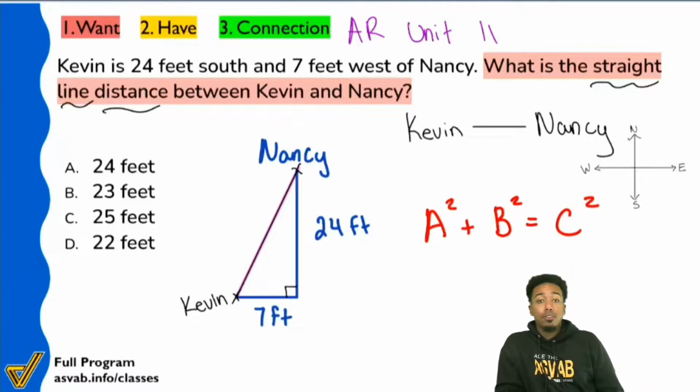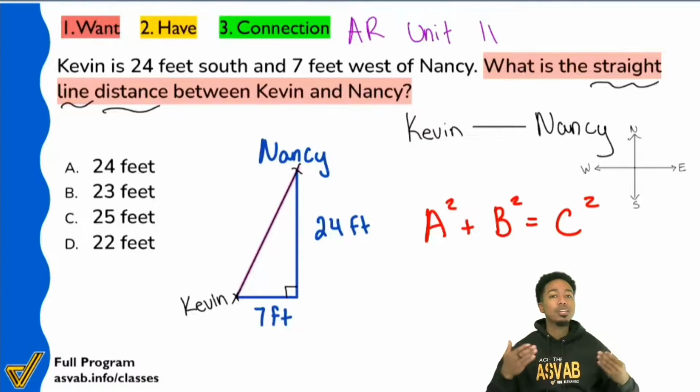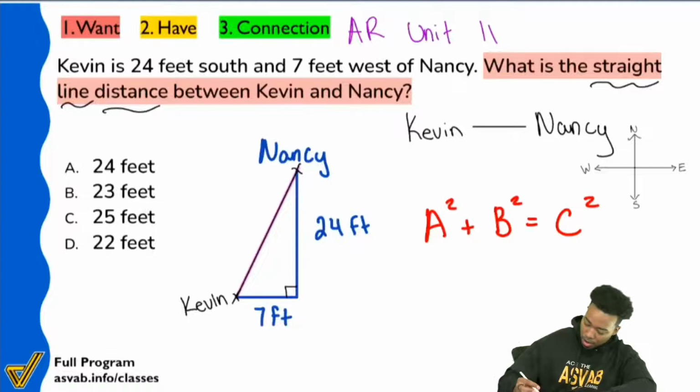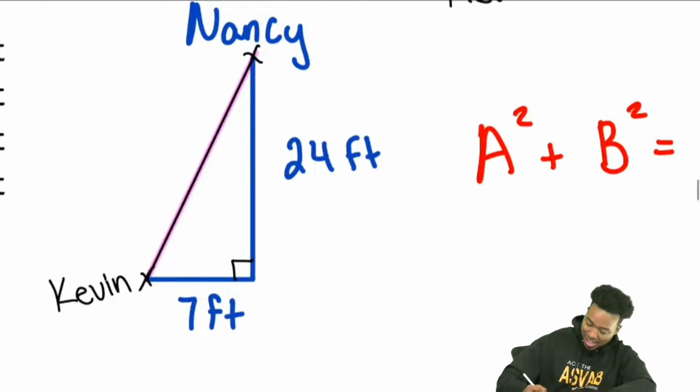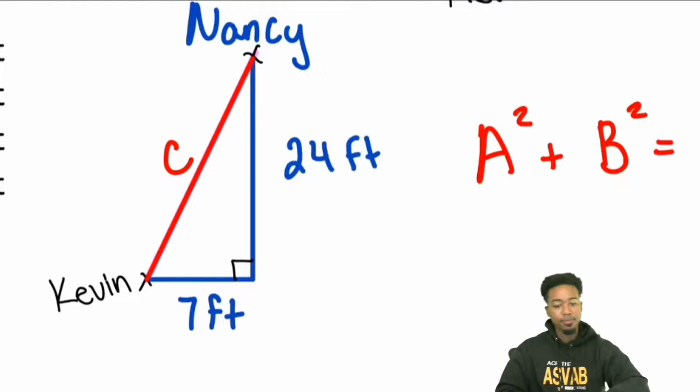And so all we got to do now is just plug in those numbers and we're good. We just know, are the 24 and the 7, are they A and B, A and C, B and C? Which numbers are those? Yeah, A and B. The C is going to be the straight line distance on the triangle. So basically the longest side, the straight line distance, boom, right here. This is C.